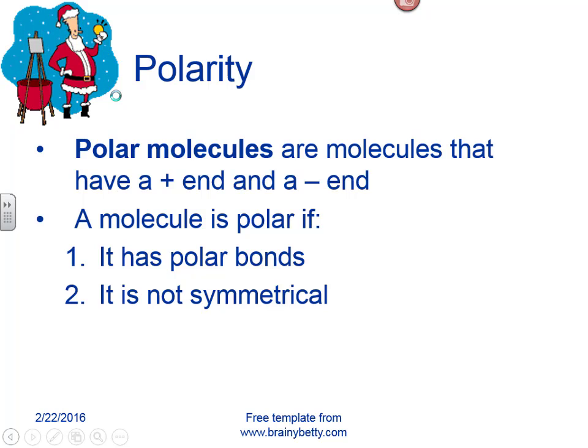Those two things can work together to make a molecule overall have a plus end and a minus end. And that's going to be important when we start talking about the forces in between the molecules. Because if you have two molecules that have a plus end and a minus end, they can kind of act like magnets. Pluses and minuses attract. So we have to be able to determine if a molecule is polar to know what kind of forces it's going to have between it and the next molecule over. A molecule is polar if it has polar bonds and it's not symmetrical.